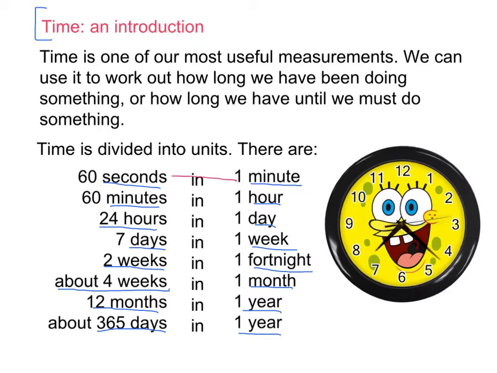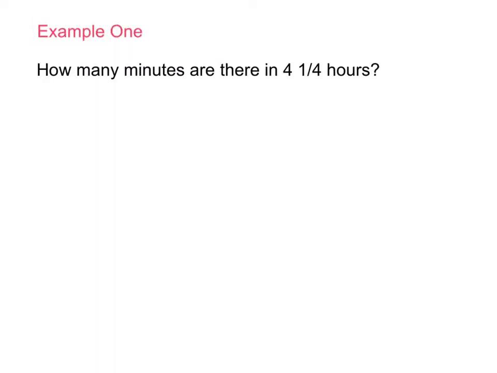We've gone seconds to minutes, minutes to hours, hours to days, days to weeks, weeks to fortnights, fortnights or about 4 weeks to months, months to years, and then I've also done 365 days in a year because that's another common unit that you need to be able to understand. So time is divided into units, and depending on what we're measuring, we'd use different units. Let's have a look at some examples here of the way in which we can work out time.